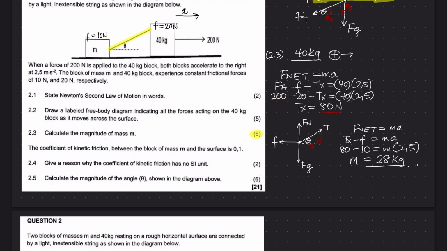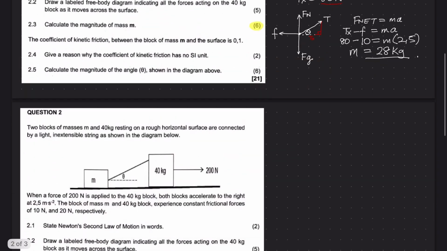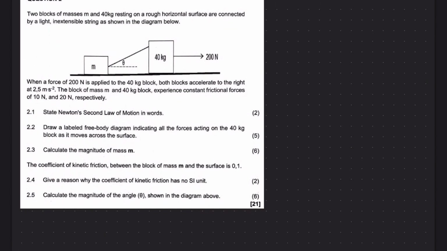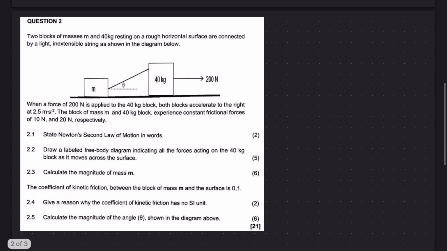Okay, let's look at the next question. So next one says, the coefficient of kinetic friction between the block of mass m and the surface is 0,1. Okay, let's just input this information that we got. So m is 28 here. Friction here is 10. Friction here is 20. And it's moving to the right. So they tell us now that the coefficient of kinetic friction is 0,1.